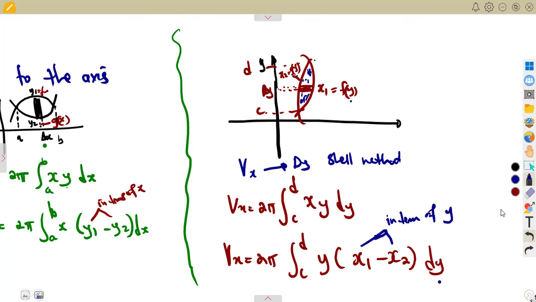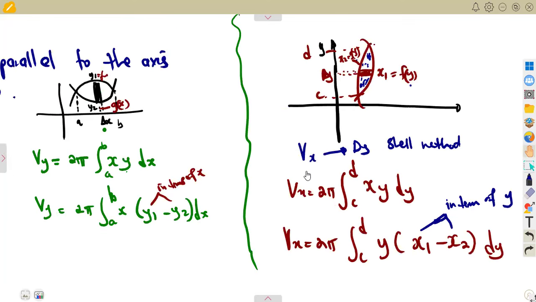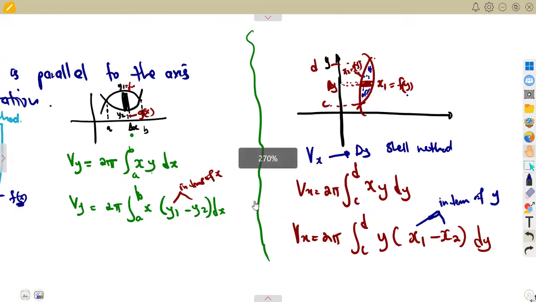That's it. So it can be integrated in terms of what? In terms of y. So what you need is the presentation first. The presentation that you have is going to give you the exact formula to be used. So I do not know, guys, but that is what you're going to need.